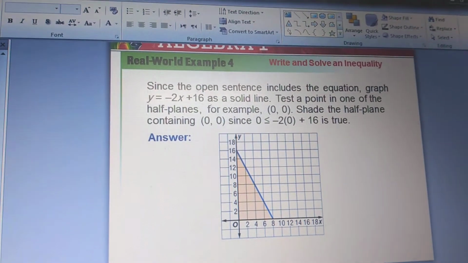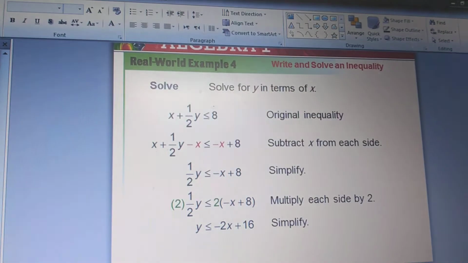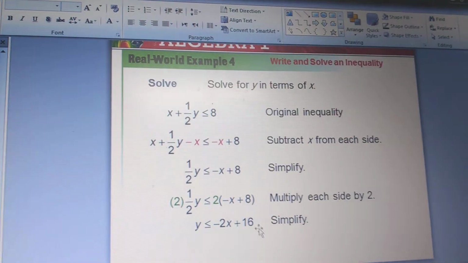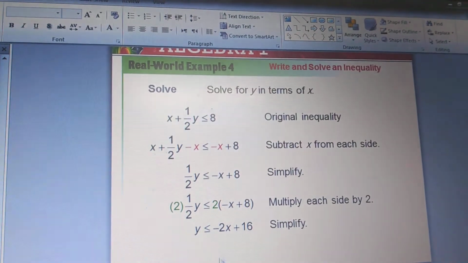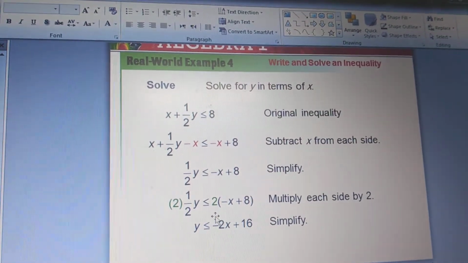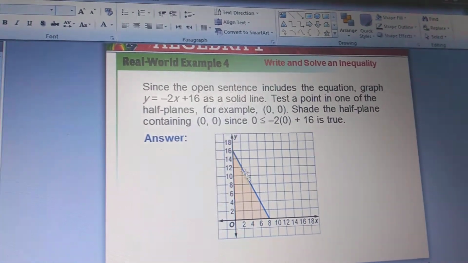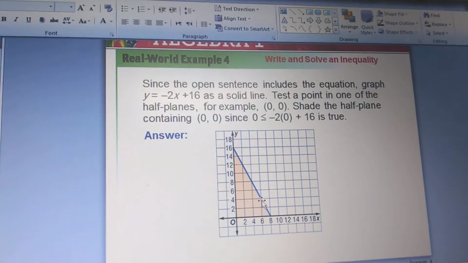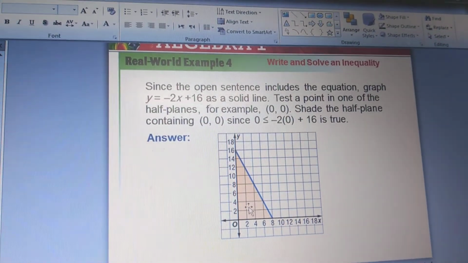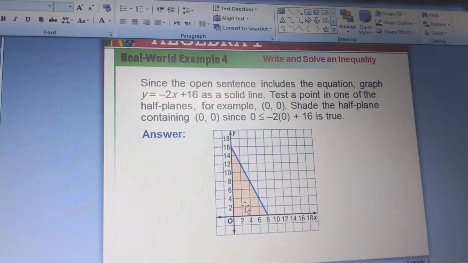You see here, of course, if you go here, the y-intercept is 16 and the slope is negative 2 over 1, rise over run. This means the rise is negative 2 and the run is 1. I graph here. This is the line. How do I know now the solution? As I told you before, you must take a point from here and a point from here and replace.